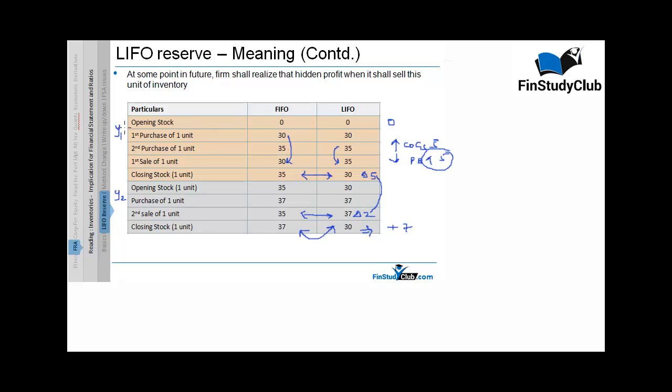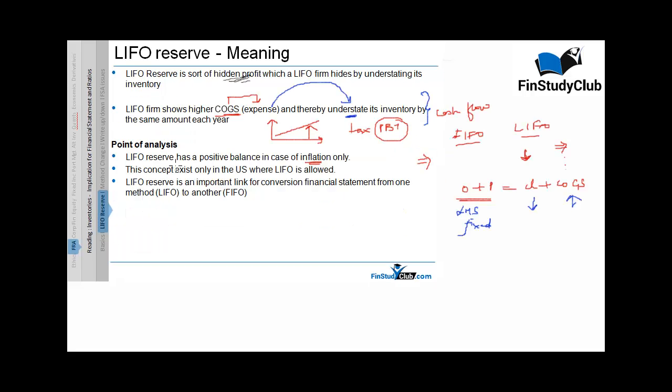Let me just go back to the previous slide and complete that. LIFO reserve has a positive balance only in case of inflation, obviously, because in case of inflation the last purchase is going to be expensive and therefore COGS is going to be higher in case of LIFO. The entire analysis is going to reverse in case of deflation. Another very important aspect is that it exists only in the US where the LIFO method is allowed, because generally IFRS does not allow the LIFO method. So the entire phenomenon exists only in the US.